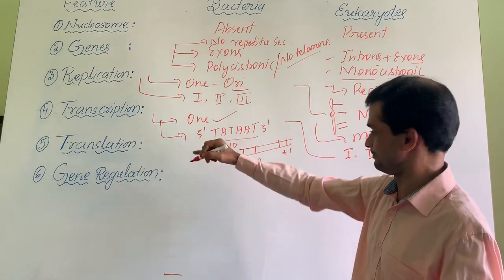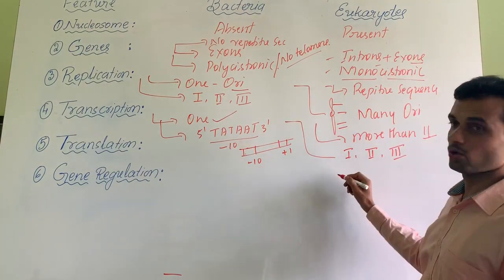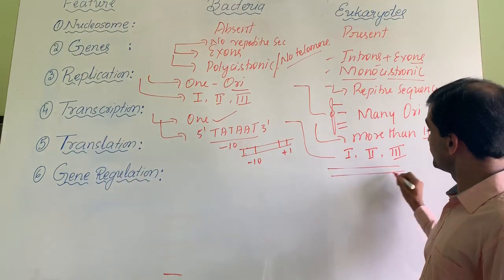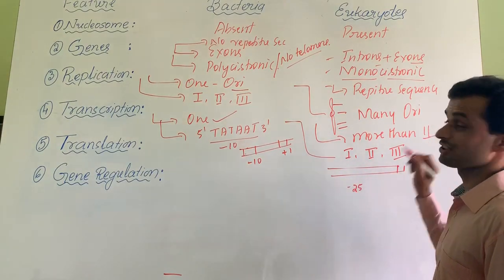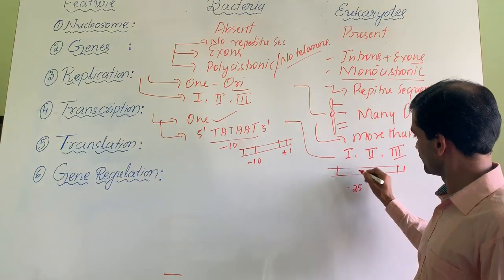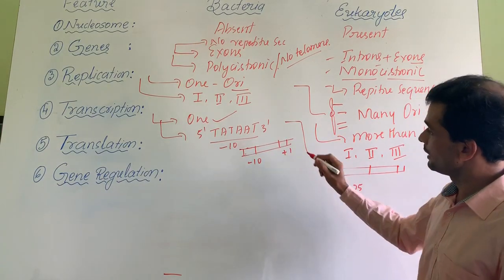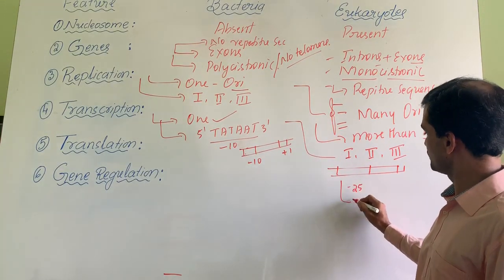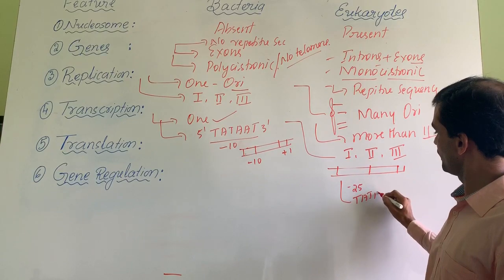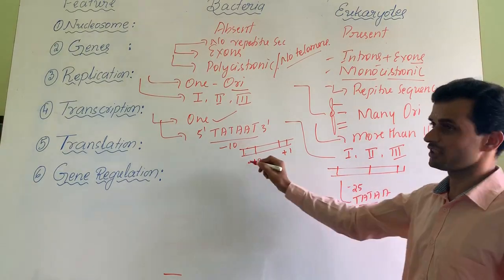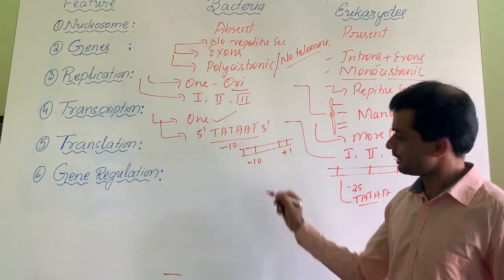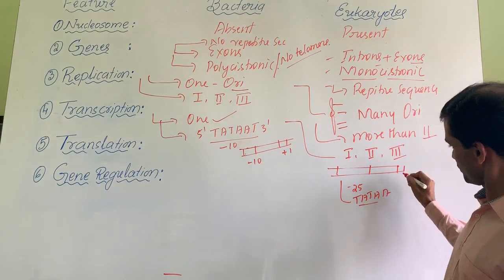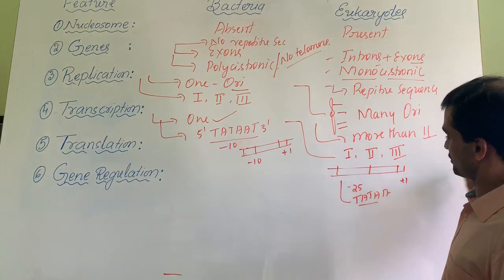In prokaryotes, the promoter is at -10 upstream. In eukaryotes, the promoter is at -25 upstream from the transcription starting site. This cannot be TATAAT. It is, promoter is like this, TATAA. And there are many more such specific sequences at -50, -75, -100. Transcription starts from this point, so it's called the +1 site.